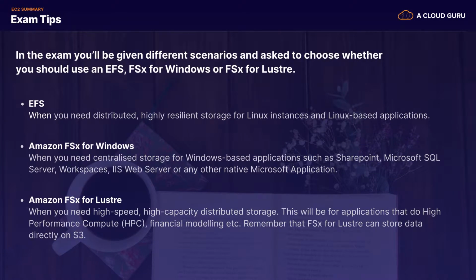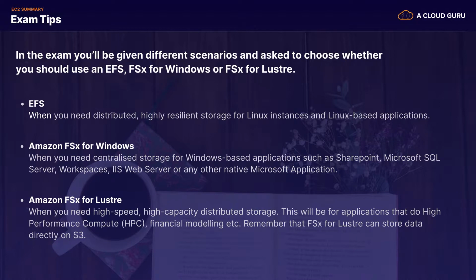So in the exam, you're going to be given different scenarios, and you're going to be asked to choose the best storage mechanism for the different scenarios. So EFS, you'd use it when you need distributed, highly resilient storage for Amazon Linux instances and Linux-based applications. Amazon FSx for Windows, you'd use when you need centralized storage for Windows-based applications such as SharePoint, Microsoft SQL Server, WorkSpaces, IIS Web Server, or any other native Microsoft application. And especially look for the term SMB. If it says you need SMB storage, then you're going to want Amazon FSx for Windows.